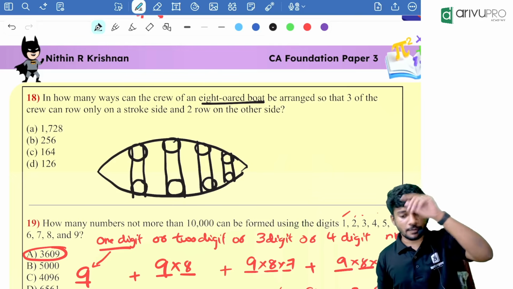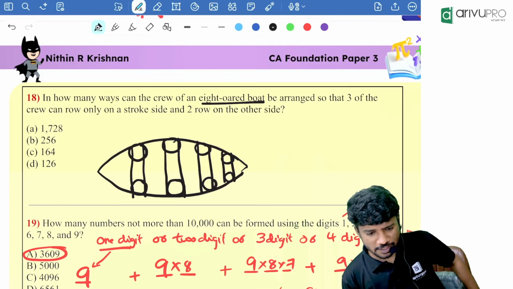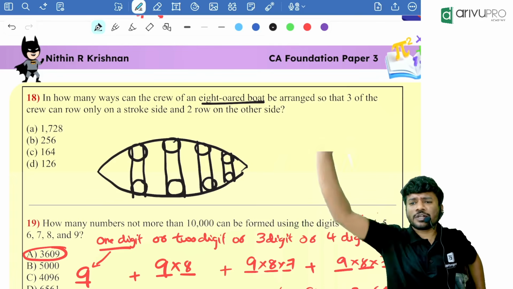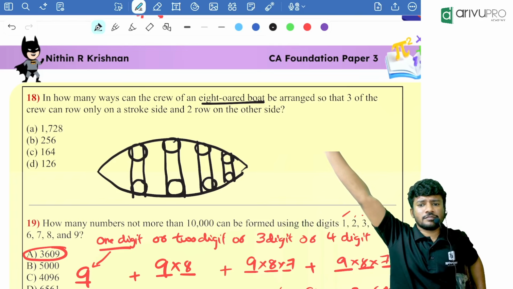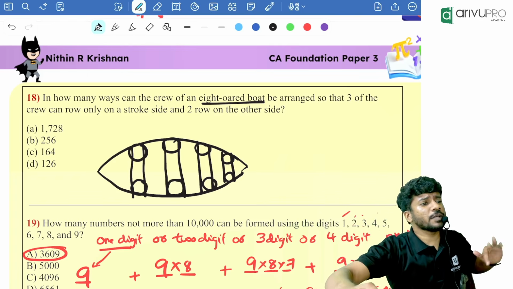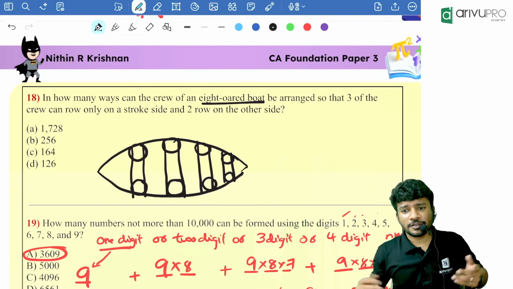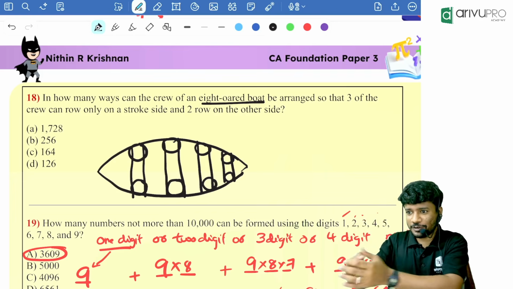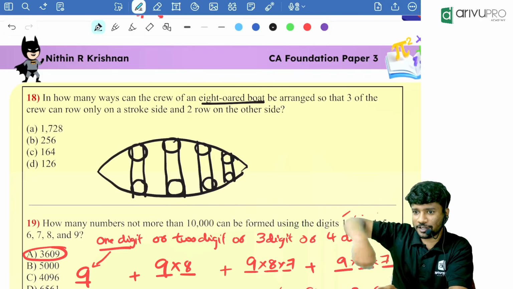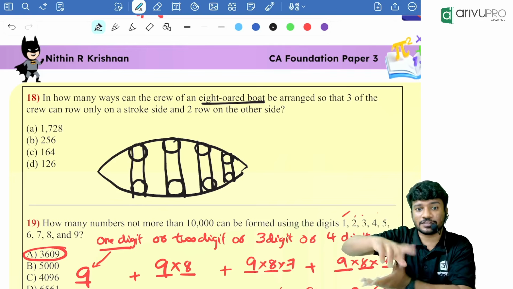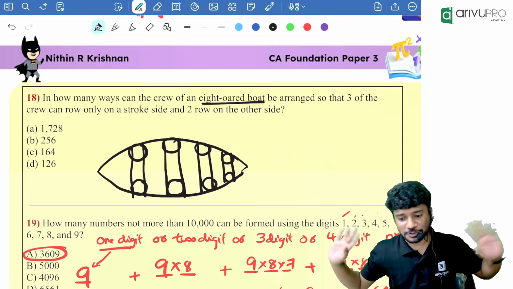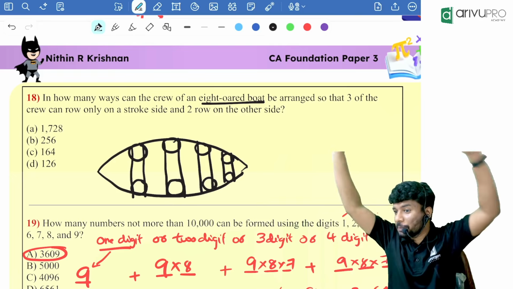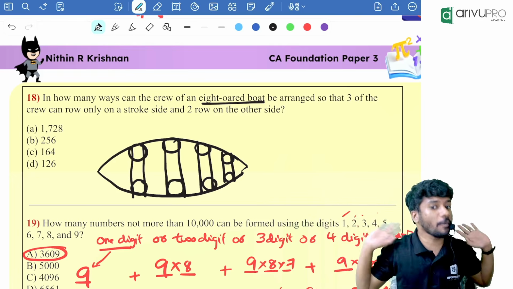Now, my question. What is the condition? We will check. In total, how many people will be there? 8 people. If 8 people are not there, what will happen? Then it will be like a revolution, because of science, one side everyone is starting to row, which means the entire boat will go to the other side. Physics comes into the picture. So 8 people should be there in total, no matter what.